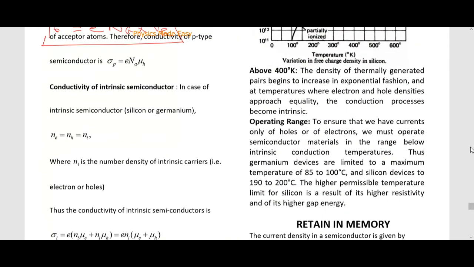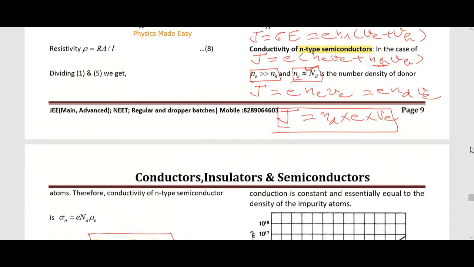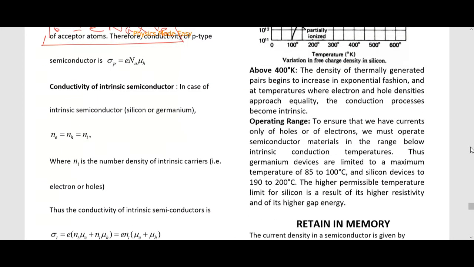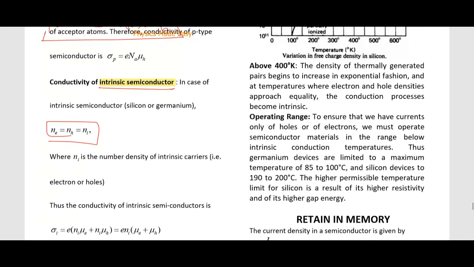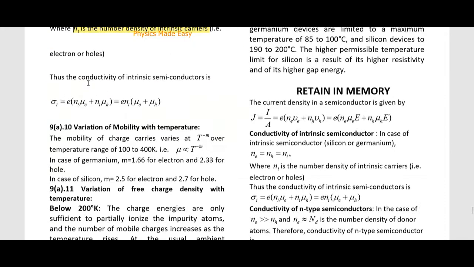And now the next formula that we want to do is the conductivity of intrinsic semiconductors. This we have already done. This question has appeared in the NEET examination, and in other examinations too, questions on this formula appear. Ni is the number density of intrinsic carriers. The conductivity of intrinsic semiconductors sigma I is equal to E Ni (mu E plus mu H). And this is the basic formula.